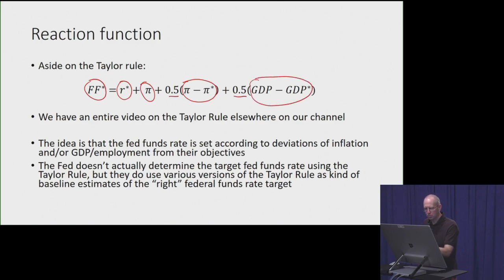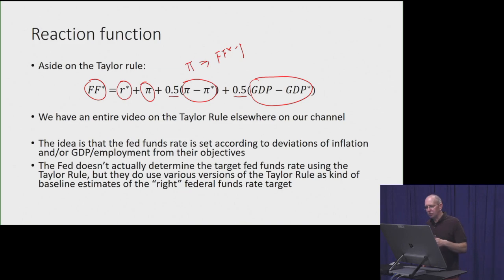So actual little pi here, that's the actual inflation rate. Pi star, that's the central bank's target inflation rate. GDP is the actual GDP growth rate, and GDP star is the target GDP growth rate. The idea being is if inflation is above target, what that should say is we should see a higher federal funds rate. In other words, a more contractionary policy to reduce the inflation rate.